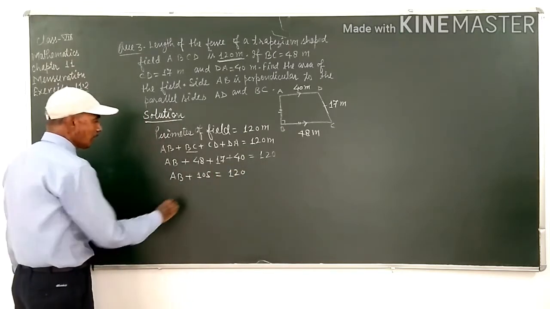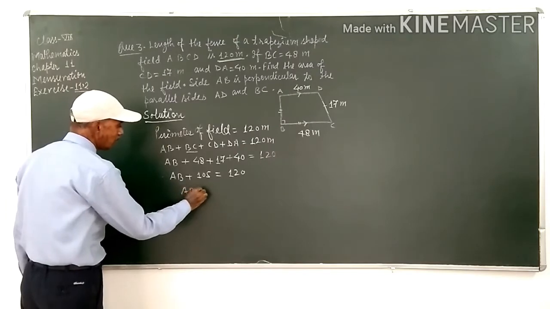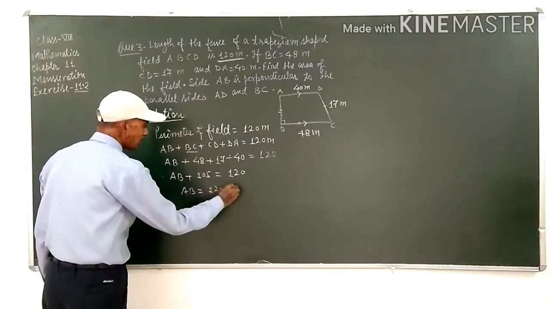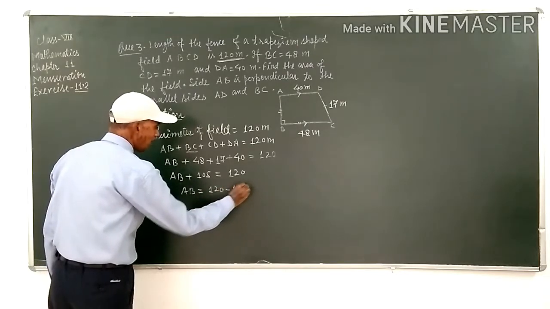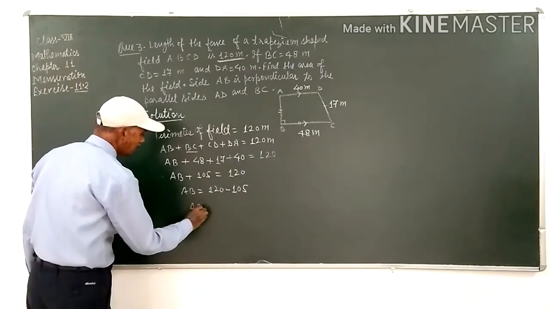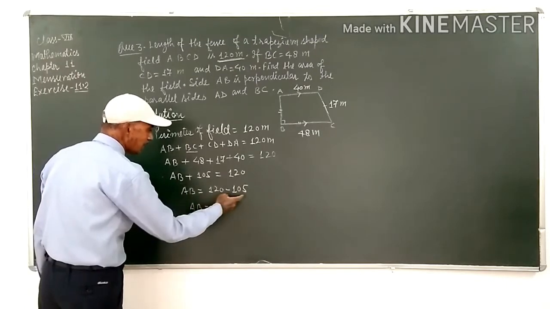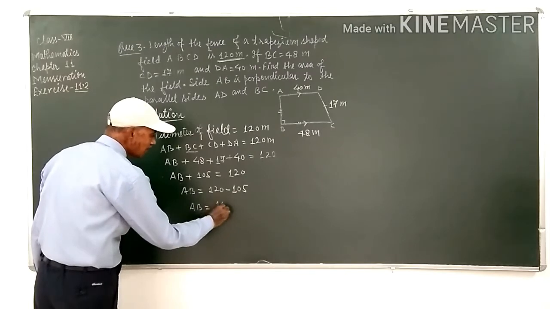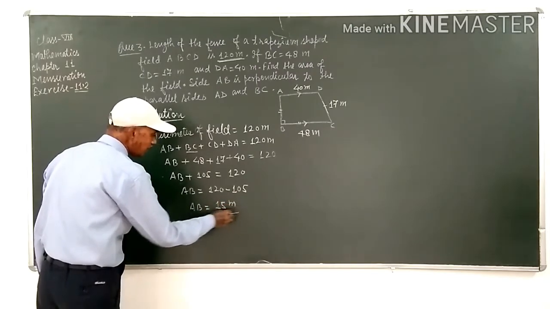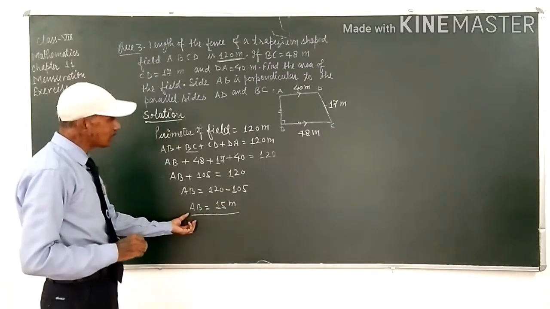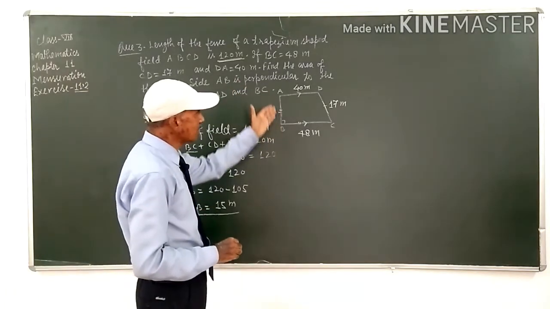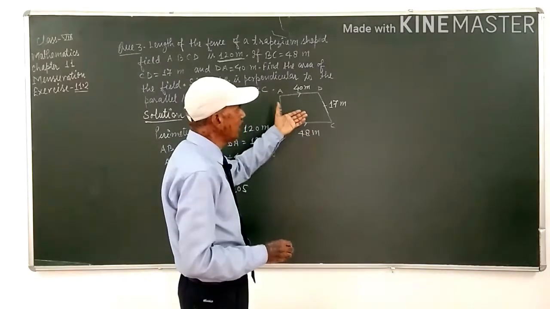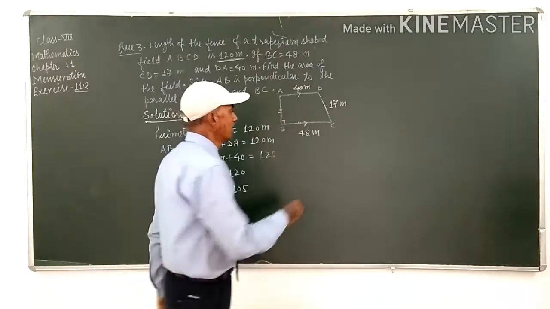120. Now AB is equal to 120 minus 105. AB is equal to 120 minus 105, that is 15 meter. Clear students? This AB is the perpendicular distance, means the height. Clear students? Now we have to find out the area of this field.